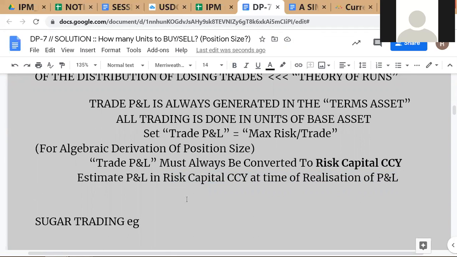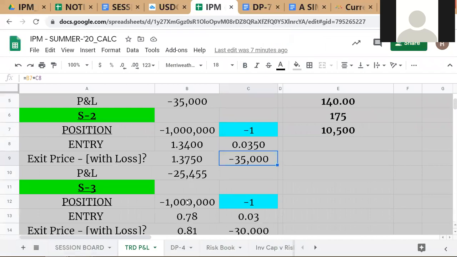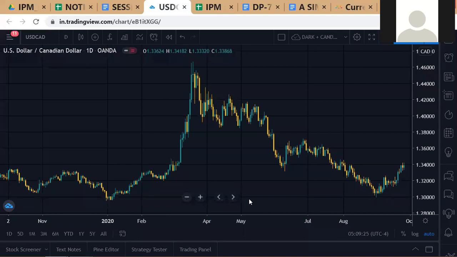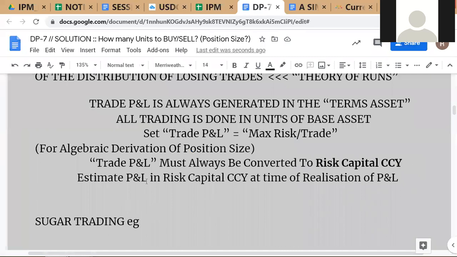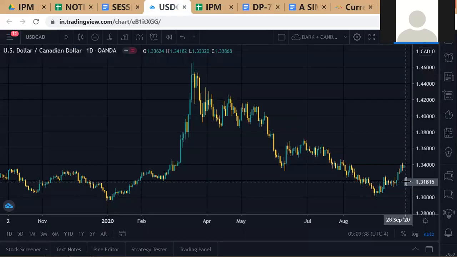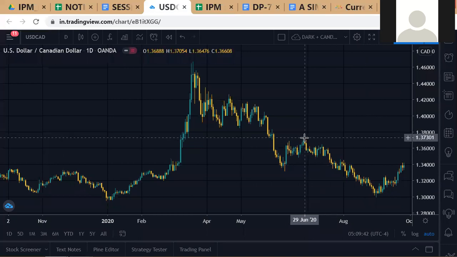So Utsav is correct, we have to divide. But Utsav said 1.34. Now what is 1.34 here? We have a live example here. What am I trying to figure out? Now look at this statement: estimate P&L in risk capital currency at the time of realization of the P&L. Now let's say I go short today and my stop is triggered, say, 6 months from now.